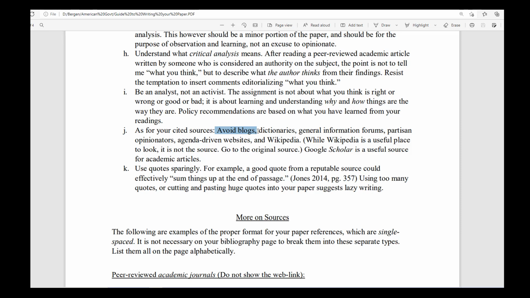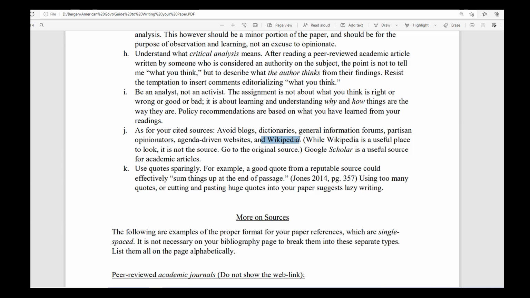Don't need dictionaries or encyclopedia websites or general information forums, because all the information that you're going to need to talk about your topic is going to be in those peer-reviewed journals, because they have to give you that background in those peer-reviewed studies, just like you're going to have to give me some background. So you don't have to go to and quote from dictionaries or encyclopedias. Stick with the credible peer-reviewed sources for the most part.